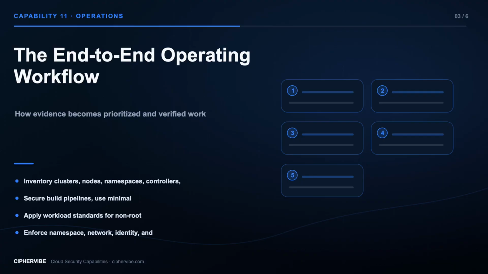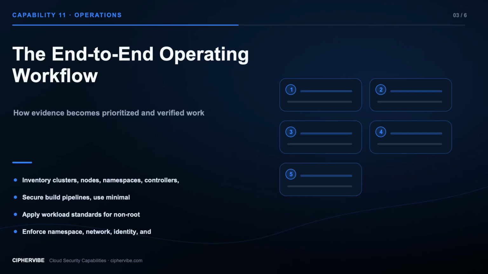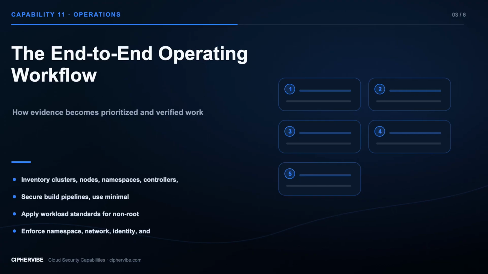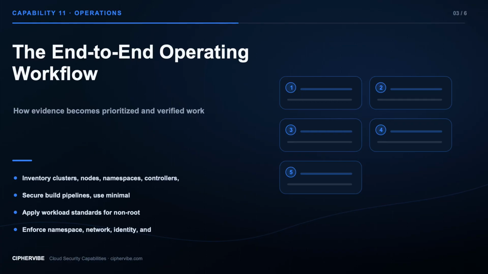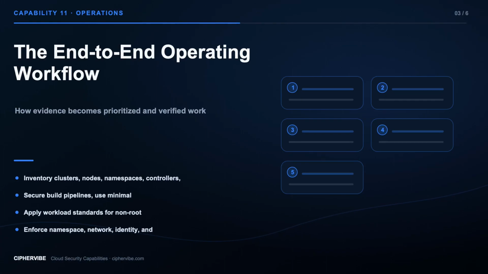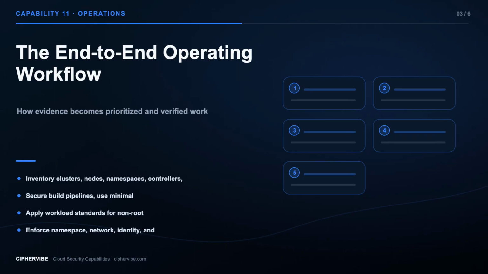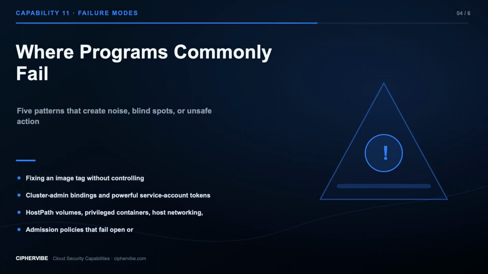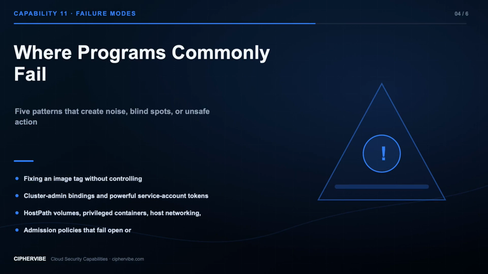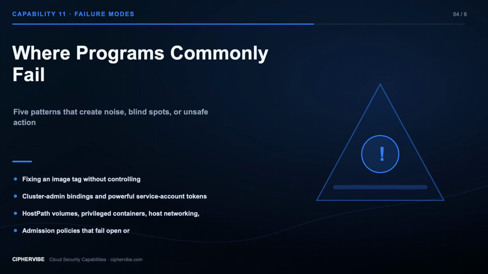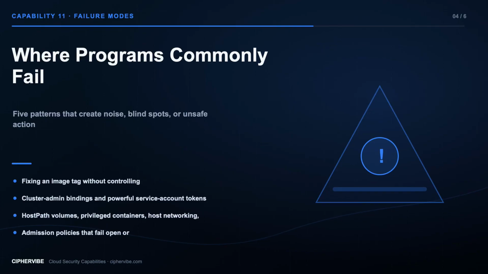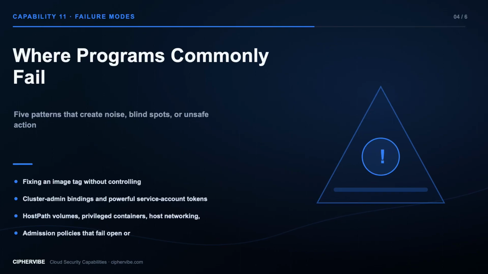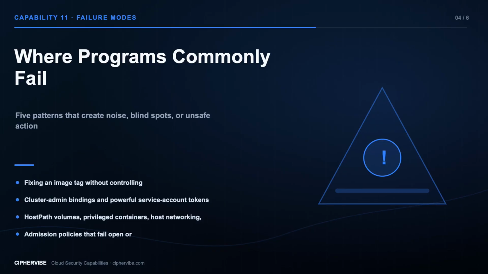Define escalation points for missing owners, disputed priority, failed changes, and evidence that suggests active compromise. Those conditions should move into incident or risk governance rather than remaining indefinitely in a routine queue. The fastest way to evaluate container and Kubernetes security is to study how the capability can fail. First, fixing an image tag without controlling mutable tags allows vulnerable content to return.